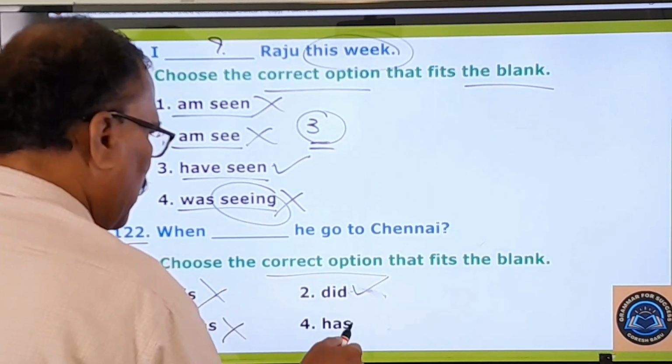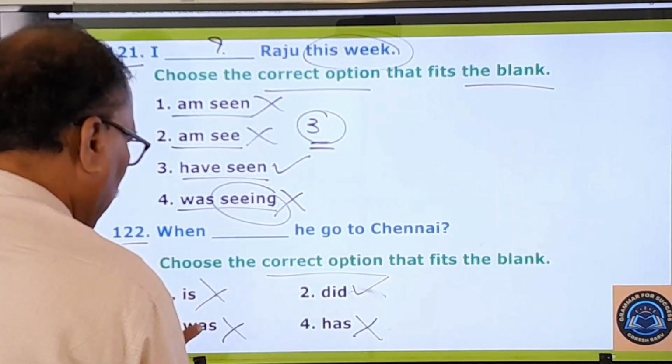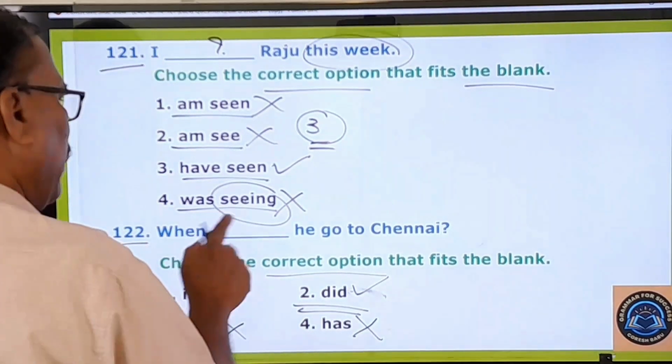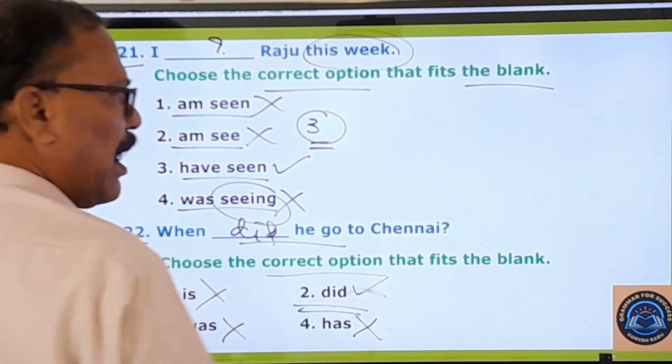When was he go? You cannot say. When has he go? You cannot say. So the first one, third one and fourth one are wrong. Only the second one is the right one. When did he go to Chennai?